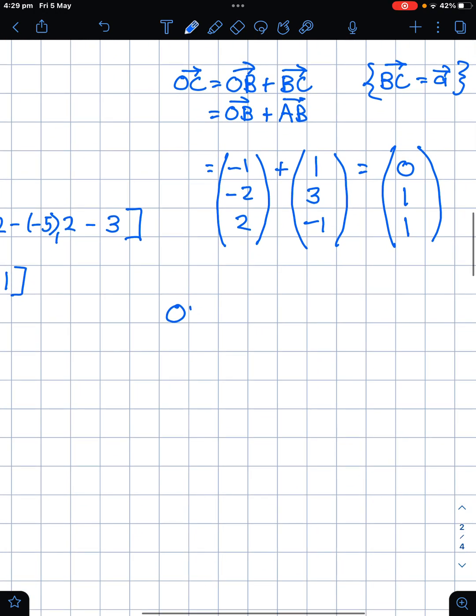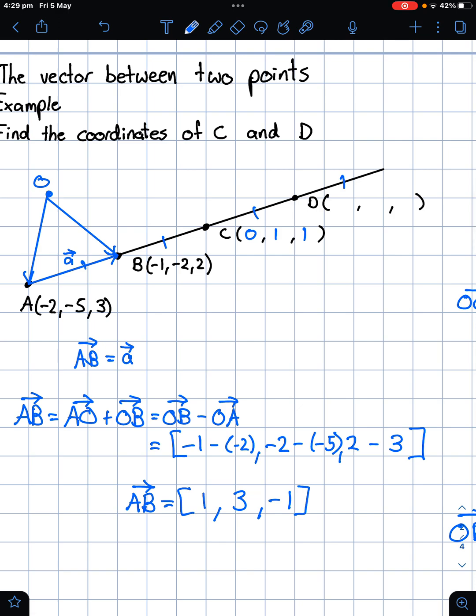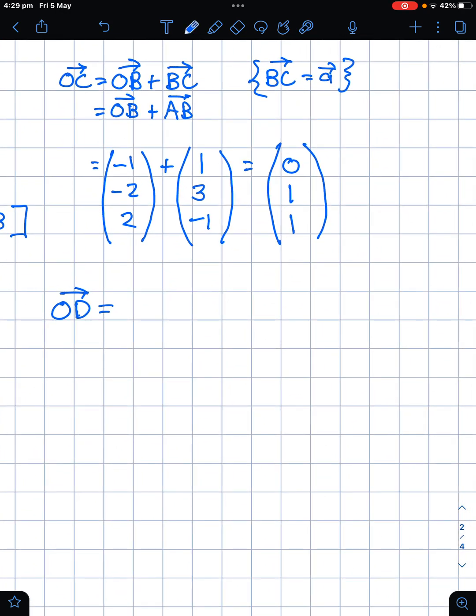So we're going to figure out OD here. If we look at this, we could use OC, or looking at this, O to B plus AB is going to get me to D as well. So let's do that one because it's a scalar multiplication. Let's consider O to B because we've got a fixed coordinate that we know, and then plus 2 of these AB vectors will get us there.